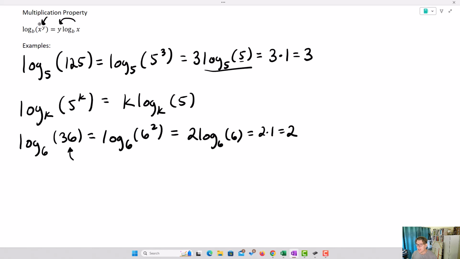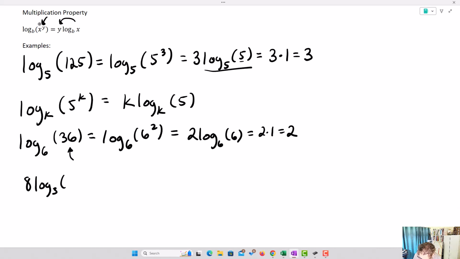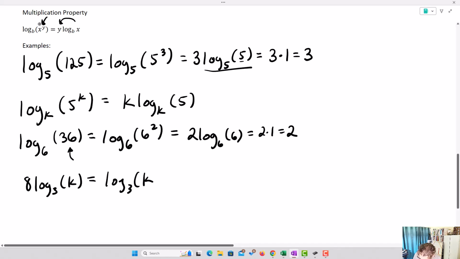Now, we expanded. We can actually go in and, in fact, contract. So let's say, for example, I've got 8 log base 3 of k. This will end up equaling log base 3 of k to the 8th. So the multiplication then becomes a power. There we are. Okay? And that is one of our contractions.